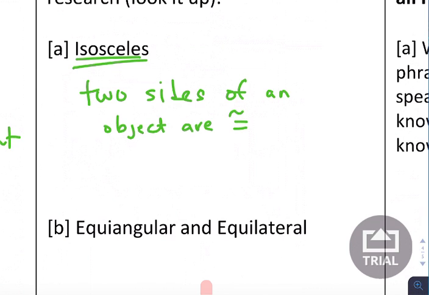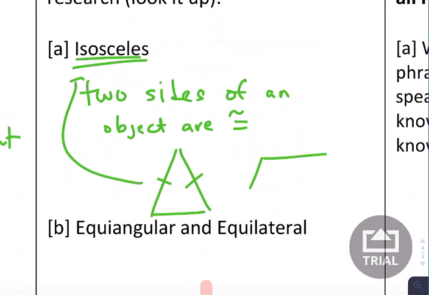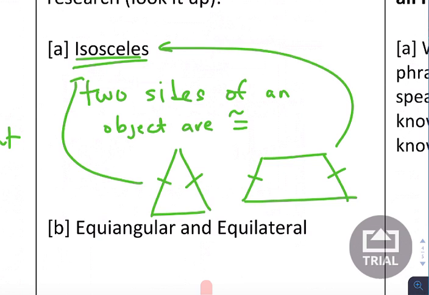Now, if you haven't done this, you should probably also draw a picture. A common example of isosceles would be something like this. You have a triangle, two of the three sides are congruent, so it's designated to be isosceles. Another common example is something called an isosceles trapezoid. So these two sides are congruent, therefore we can designate it further as being isosceles.